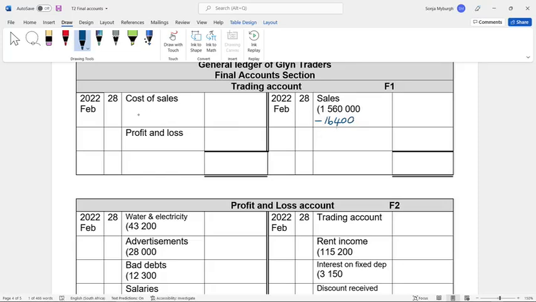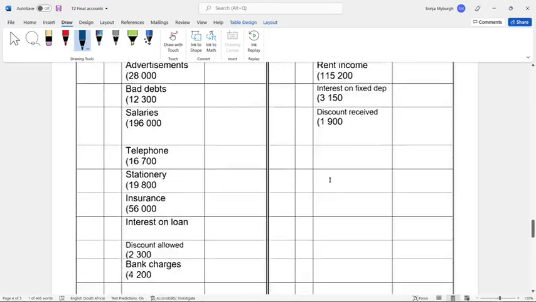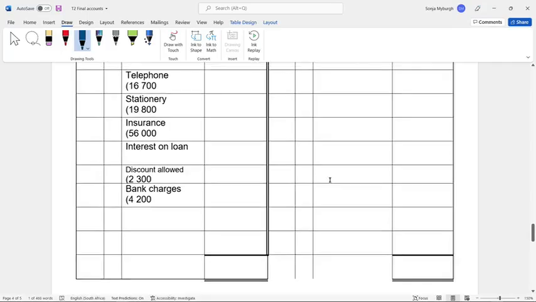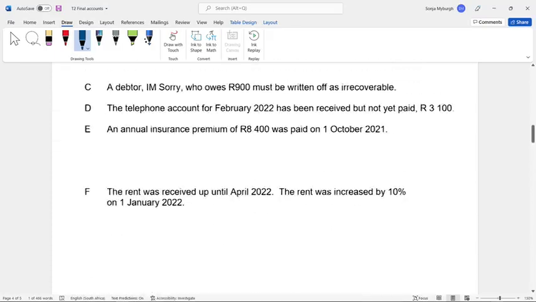Cost of sales wasn't given. We know this will be the gross profit that will be transferred to the profit and loss account. All the income accounts, and there we rewrite the amounts from the question paper onto the answer sheet. That's the donkey work that we do, and the format. Now we can start with adjustment number 1, and now we just add and subtract to that.